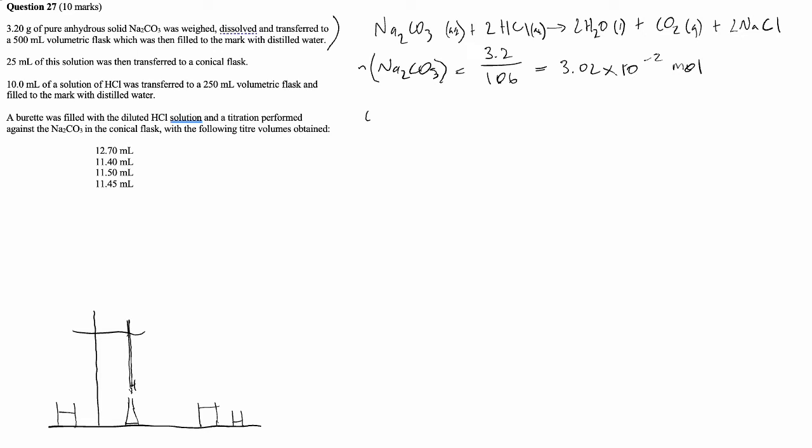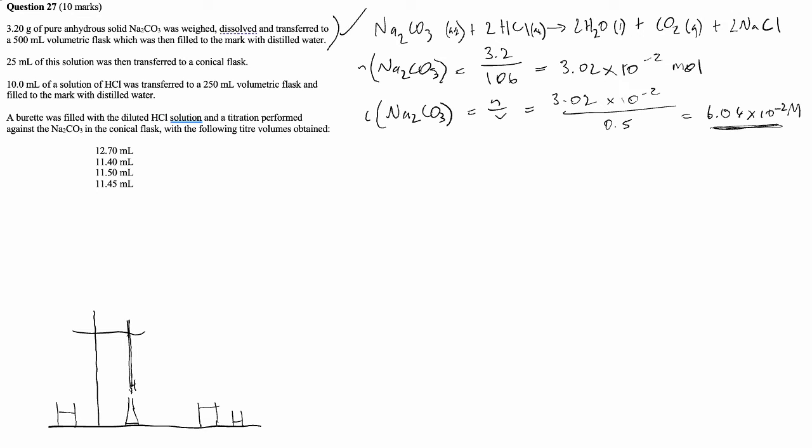Now that we've got our moles, we have a volume. Brilliant. Let's work out the concentration of our primary standard. [Na2CO3] is equal to n over V, which is 3.02 times 10^-2 over the volume, 500 ml, so that'll be 0.5 litres. That is equal to 6.04 times 10^-2 molar. That's the concentration of our primary standard. So that step has been done. Beautiful. Let's have a look at what we've got to do next.